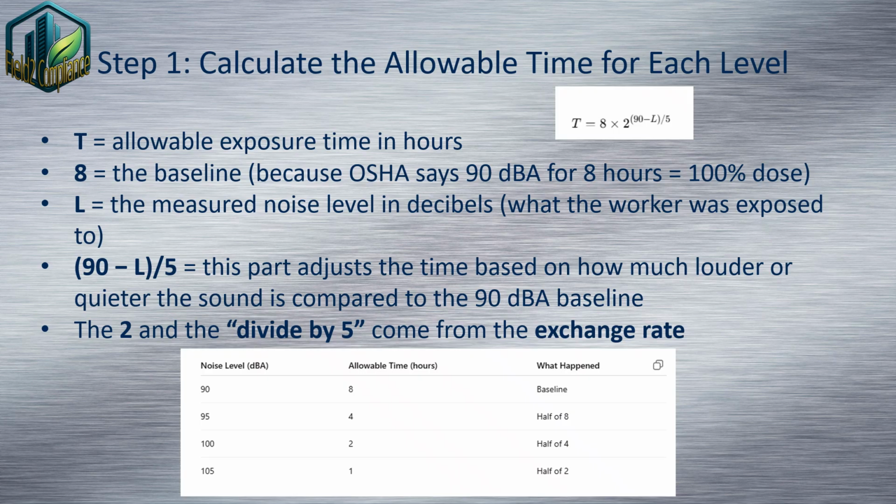The L represents the actual noise level the worker was exposed to, and the term 90 minus L adjusts the time depending on how far that level is above or below the 90 decibel baseline. Finally, the number 2 and the divide by 5 come from the exchange rate. For every 5 decibel increase, the allowable time is cut in half. You can see that pattern in the chart below.